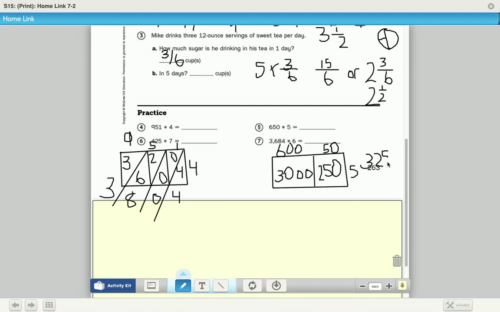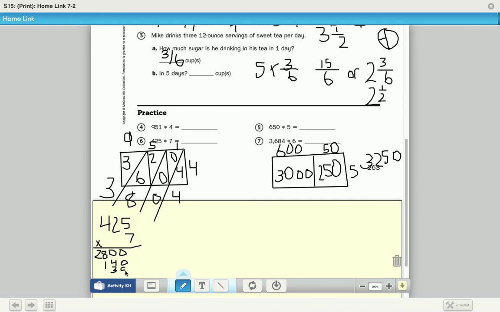Number 6, I have 425 times 7, so I'm going to do partial products for this one. So 425 times 7. So I know that 425 is made up of 400 and 20 and 5. So 400 times 7 is 2,800. 20 times 7 is 140. And 5 times 7 is 35.